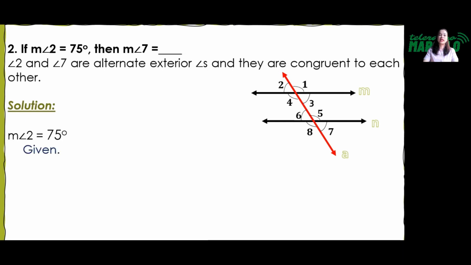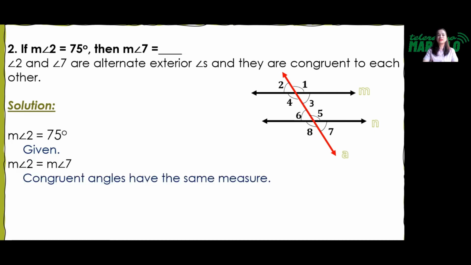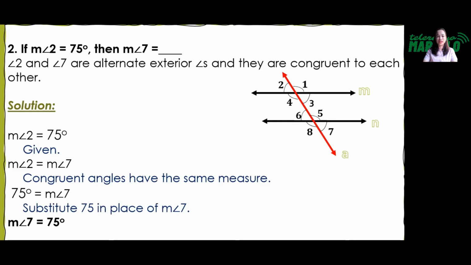So we can say that from the given, the measure of angle 2 is 75 degrees. They are congruent, so therefore, the measure of angle 2 is equal to the measure of angle 7. Substitute 75 in place of measure of angle 7. So we have 75 degrees is equal to the measure of angle 7. Apply symmetric property of equality to get the measure of angle 7 as 75 degrees.